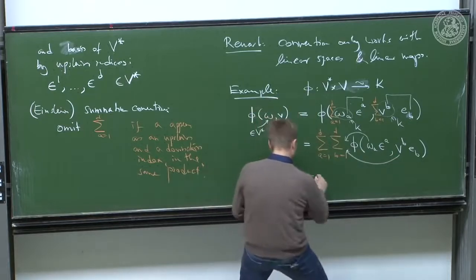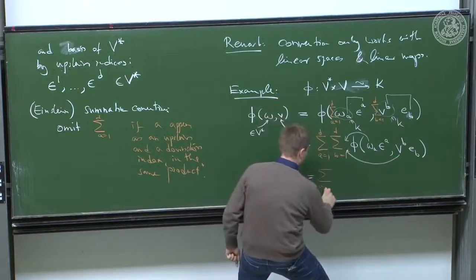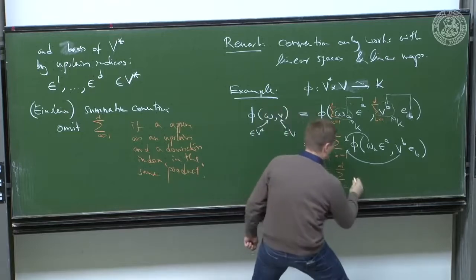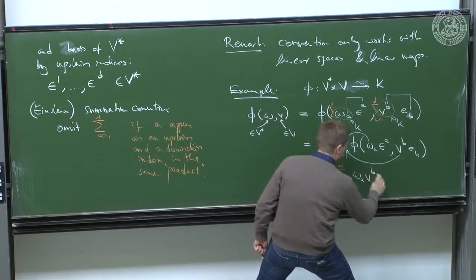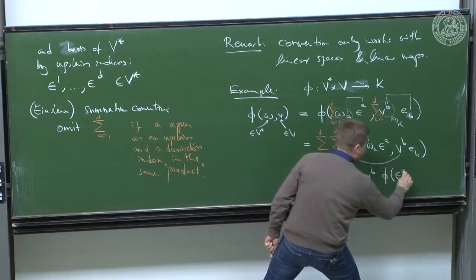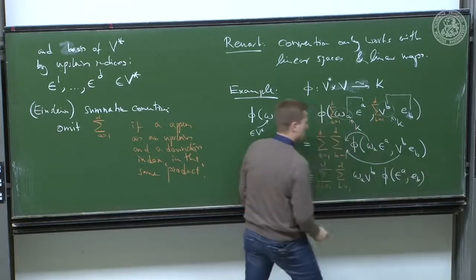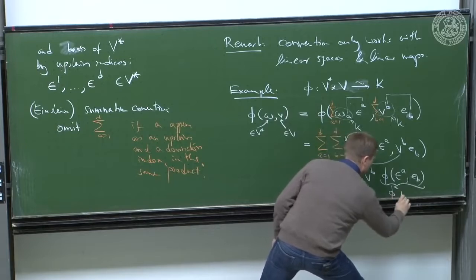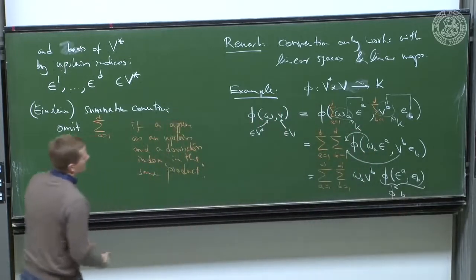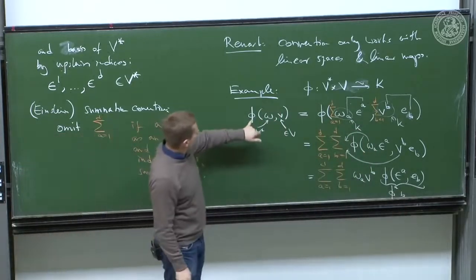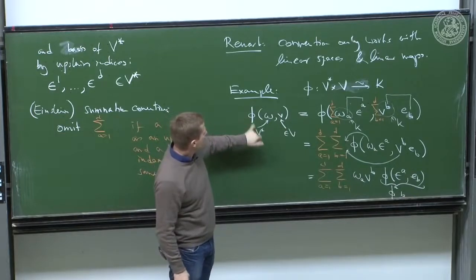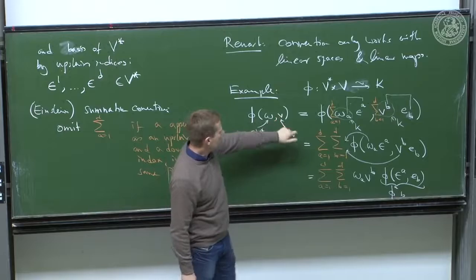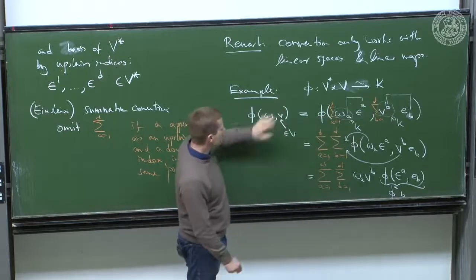Let's do that. So that's the sum, A equals 1 to D, sum B equals 1 to D. Then you pull out the omega A and the VB, and you're left with phi of epsilon A and EB. But this phi here is nothing but the components phi AB. So what you arrived at is: an abstract object phi, a 1-1 tensor, an abstract object omega, a covector, and an abstract object V gives you a number. The question is, what is this number?